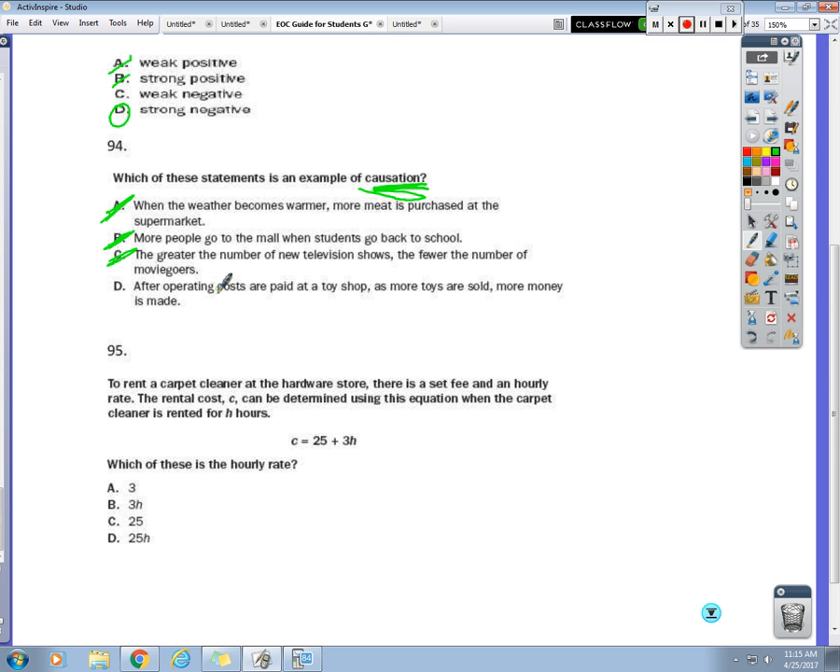After operating costs are paid at a toy shop, as more toys are sold, more money is made. Yes, as you sell more toys, that will definitely cause more money to be made. So it's D.